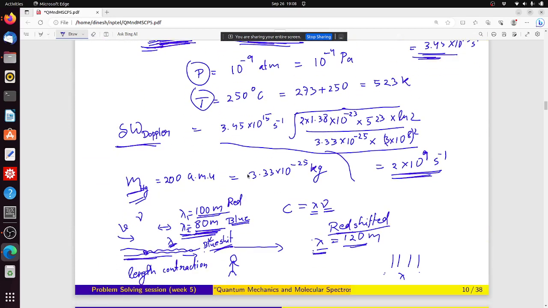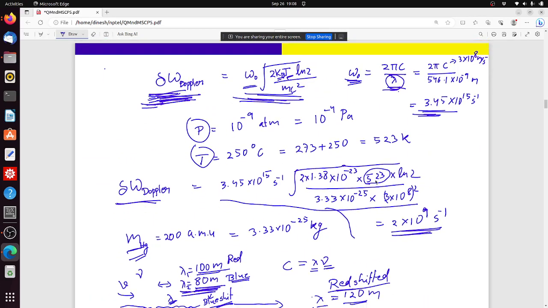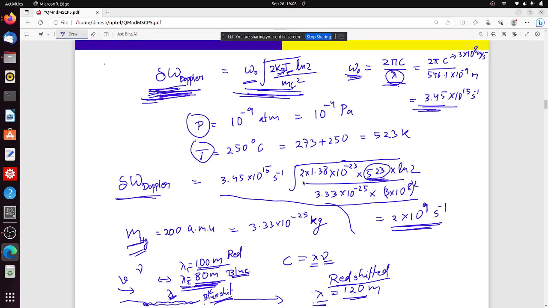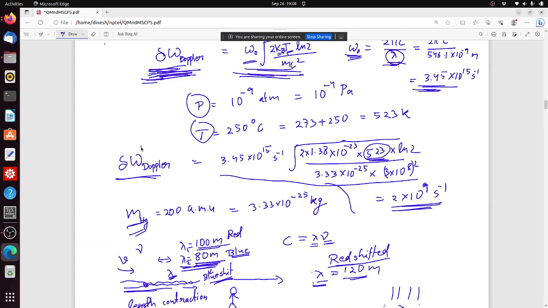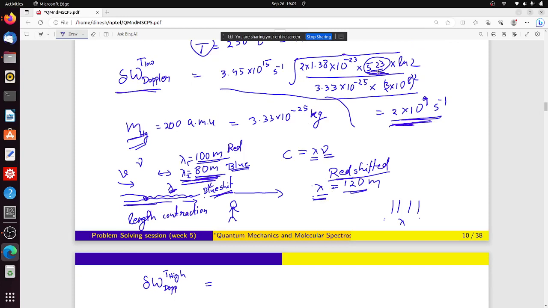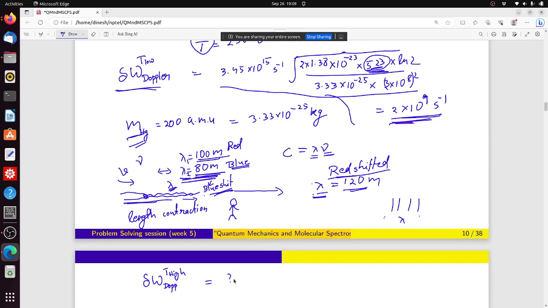So similar to this, you just have to replace the temperature, and it does not depend on pressure. So you just replace the temperature, then this delta omega Doppler for high T, you will get. This is for low temperature. So you just replace this temperature in this formula and you will get this number. I am not doing this anymore. You can try this.